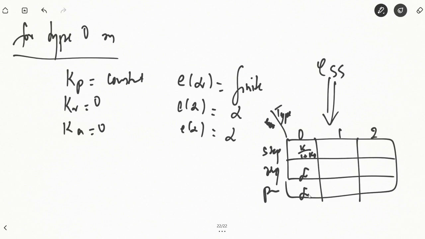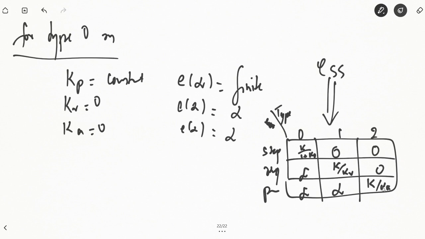For type 1, step input error is 0. For type 2, step input error is 0. For type 1, ramp input error is finite and it is equal to 1 divided by Kv. This is 0, this is again infinity, and this is 1 divided by Ka. Fine. So for type 3, the steady state error for all the different types of inputs will be 0.